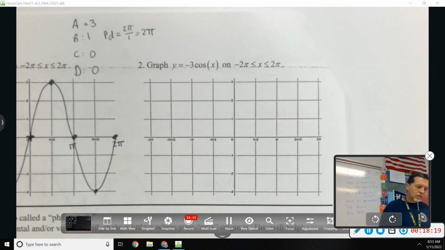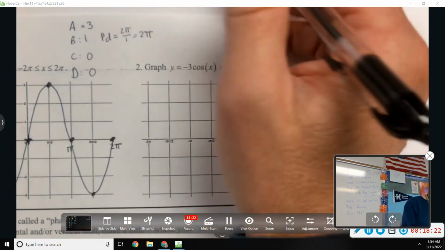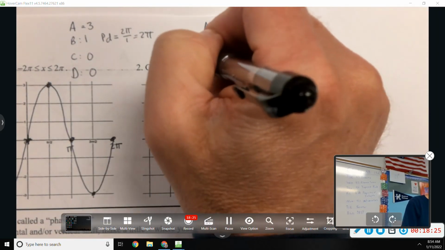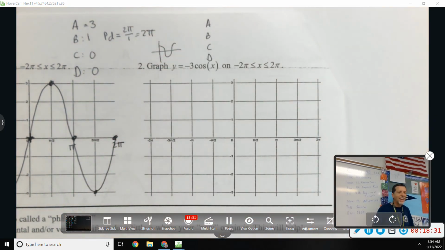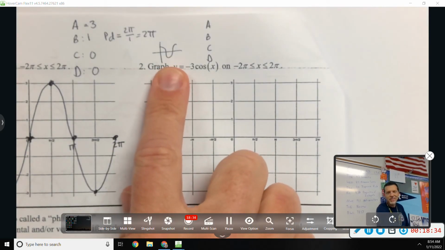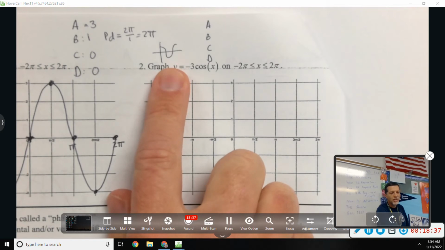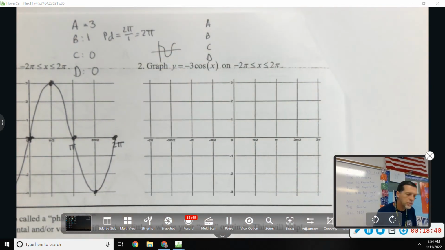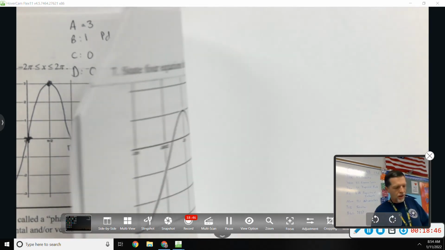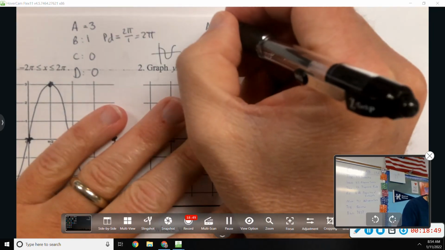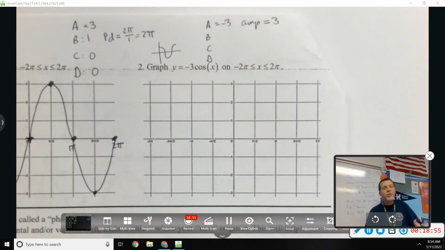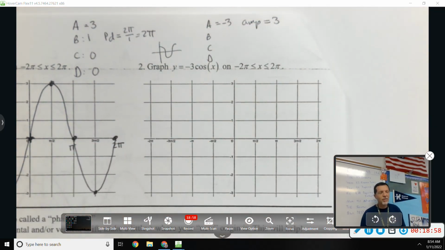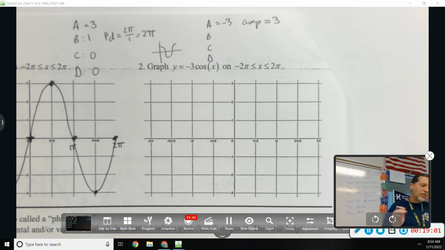Number 2, y equals negative 3 cosine. So before I forget, I'm going to draw a quick graph of cosine. I know what cosine looks like, so I'm going to change it up, but it's still better to look at something like that because that's what a cosine looks like. All right, how about A? What's A equal to? Negative 3. Be careful, that means the amplitude is 3 because the amplitude is never negative. So if you say A is negative 3, that's correct, but the amplitude is 3, so be very careful there.